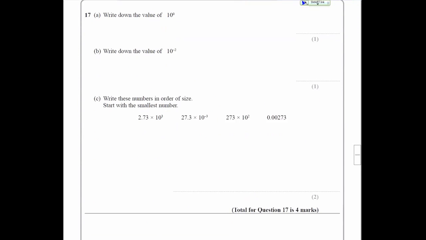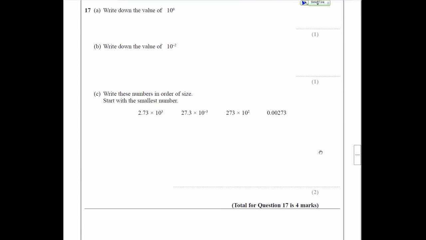Question 17. Write down the value of 10 to the power of 0. So basically, this comes from your power laws. I'll just show you very quickly. Any number divided by itself is 1. Any number on its own has a power of 1, times by itself once. If we use your power laws, it's a divide, so you take away: this power, take this power. So that means that any number to the power of 0 is 1, because these are the same.